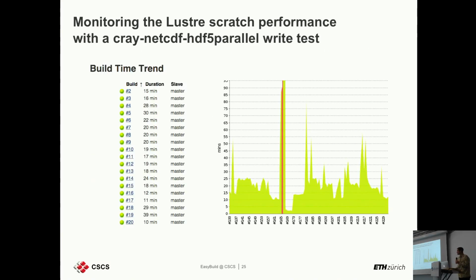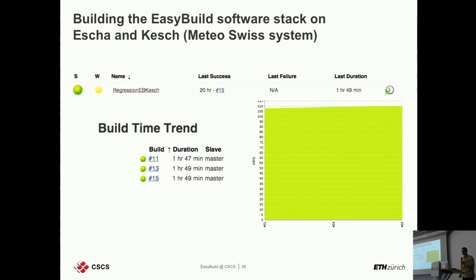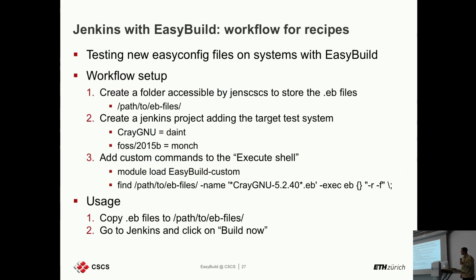And one example why we like it, you can very easily have this build time trends in order to check. For instance, this is a regression test with the Cray NetCDF HDF parallel module provided by Cray, so NetCDF4 with HDF5 interface in order to see the right speed on the Lustre file system on Scratch. You can spot immediately a problem with the peaks, or the build time trend on the Escha and Kesch MeteoSwiss systems at CSCS for the whole software stack. So everything is more or less easy with that.